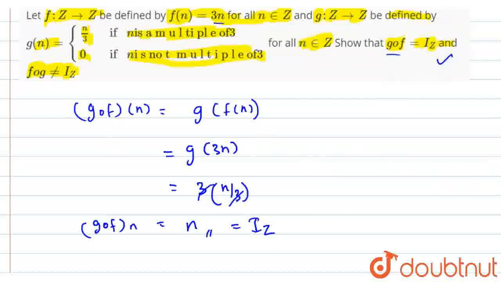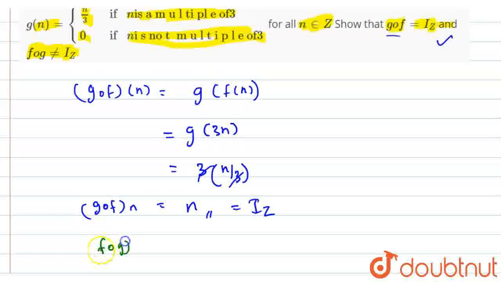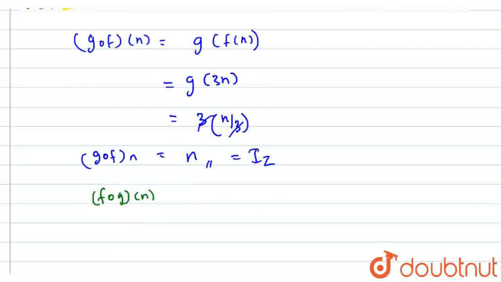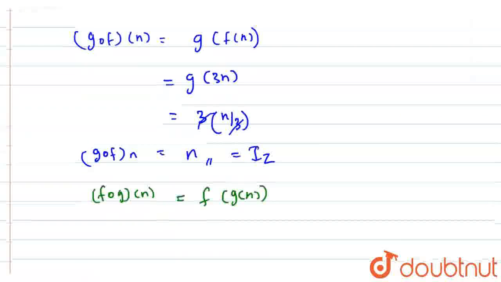Now we are going to prove the second part, that is, the composition f of g is not equal to the identity on the integer set Z. So let me take the given composition function f of g. f of g of n can be rewritten as f of g of n. In g of n the given function has two conditions, so we're going to take two cases. The first case is n is a multiple of 3 and the second case is n is not a multiple of 3.